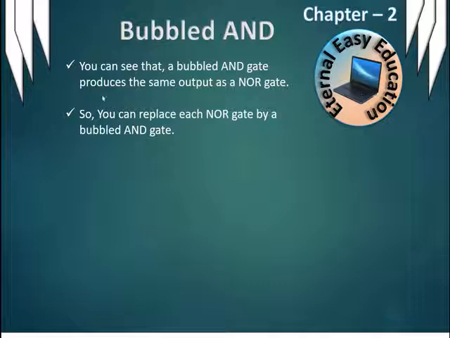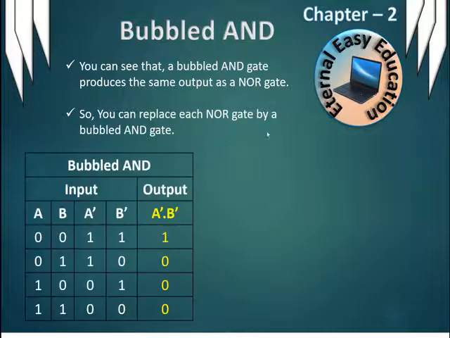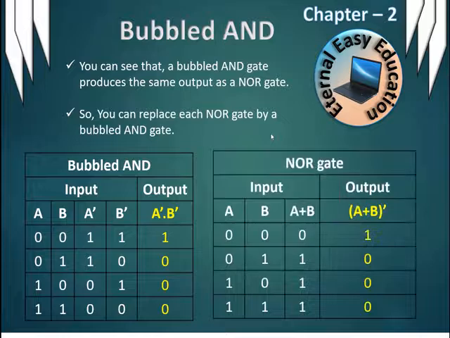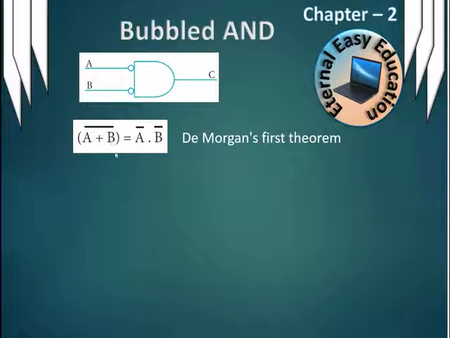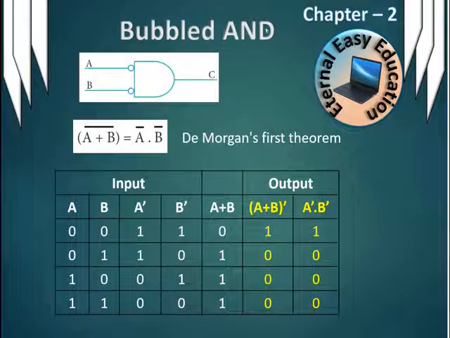You can see that a bubbled AND gate produces the same output as a NOR gate. The bubbled AND output is 1, 0, 0, 0, and the NOR gate, the reverse of the OR gate, is also 1, 0, 0, 0. Both are the same, so you can replace each NOR gate by a bubbled AND gate. This is A plus B the whole reverse equals A reverse dot B reverse. It is De Morgan's first theorem, a Boolean theorem.